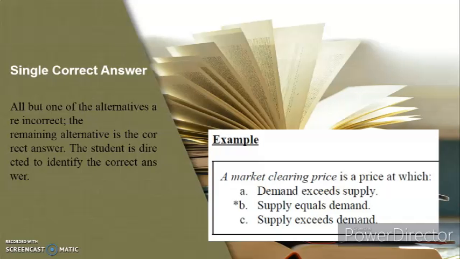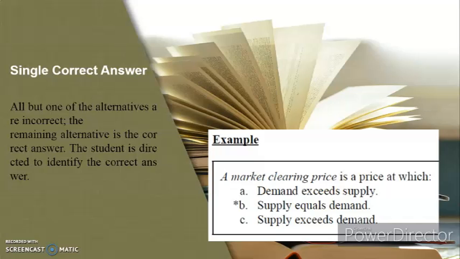The first variety of multiple choice item is single correct answer. It means that all but one of the alternatives are incorrect. The remaining alternative is the correct answer. The student is directed to identify the correct answer. You can see the example.